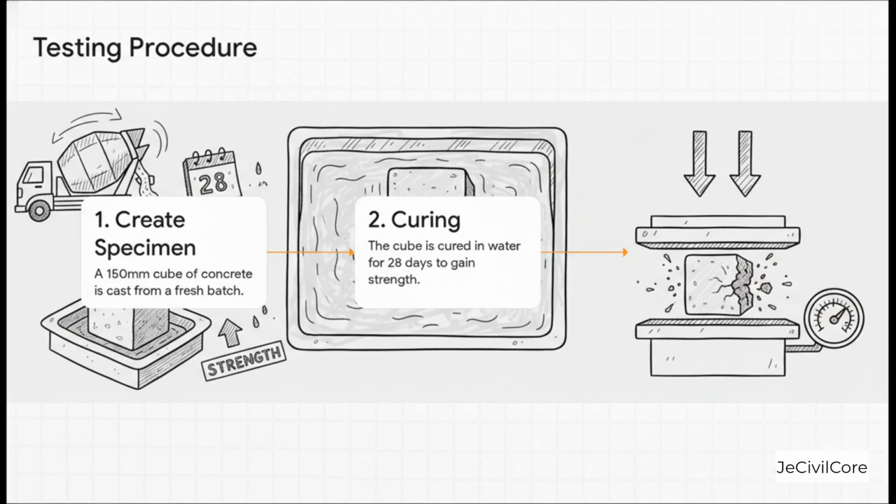The process itself is pretty straightforward. First up, a standard 150 millimeter cube is cast from a fresh batch of concrete right on the construction site. Next, this cube is submerged in a curing tank, usually filled with water, for a full 28 days. This allows the concrete to hydrate and gain its proper design strength. And finally, that cured cube is placed in a big machine called a compression testing machine, or CTM, and a gradually increasing load is applied to the top and bottom until it fails, until it crushes. The force at which it breaks is what gives us our compressive strength value.